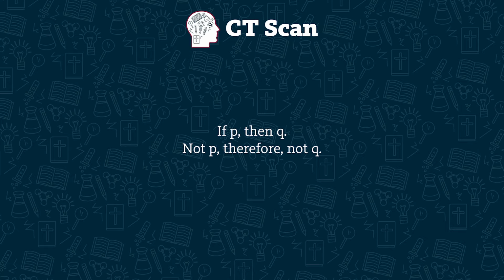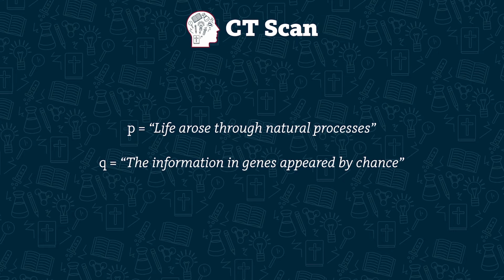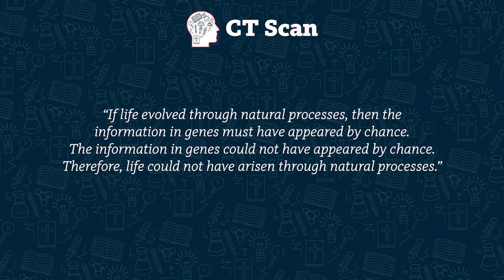For example, say the antecedent P is life arose through natural processes, and the consequent Q is the information in genes appeared by chance. We could use modus tollens to argue, if life evolved through natural processes, then the information in genes must have appeared by chance. The information in genes could not have appeared by chance. Therefore, life could not have arisen through natural processes. And as you can learn from other resources, including the articles linked to this video, this argument is not only logically valid, but also intellectually sound.